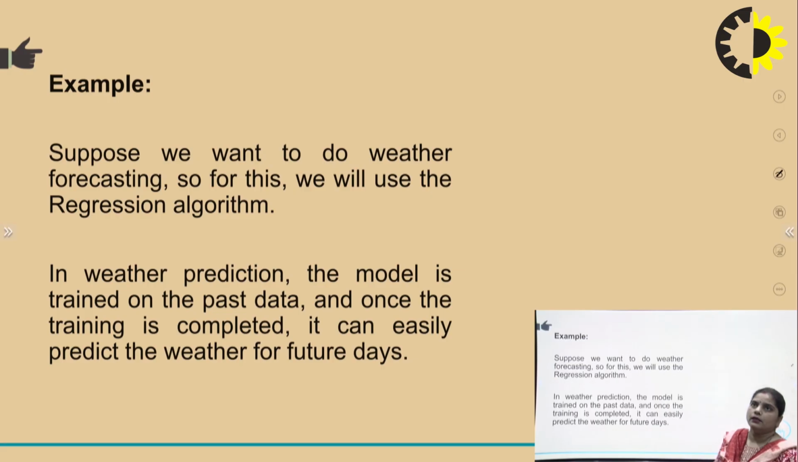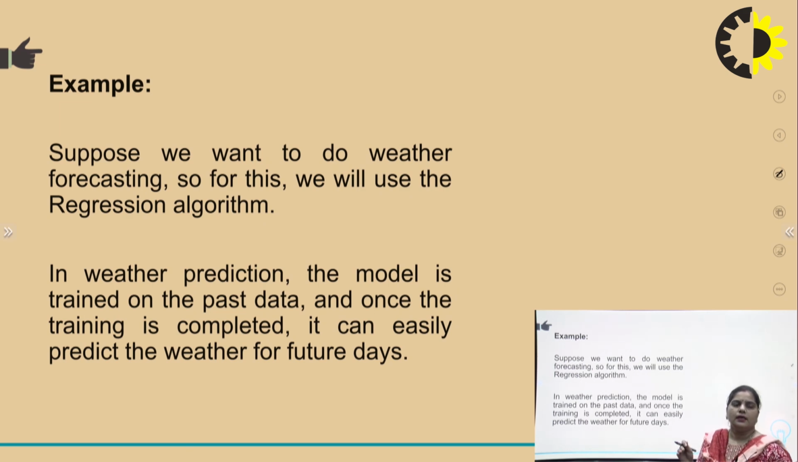Now take an example of regression. Suppose we want to do a weather forecast. So what we do, we use a regression algorithm. In weather prediction, the model is basically trained upon past data, and once the training is completed, it can easily predict the weather for future days also.